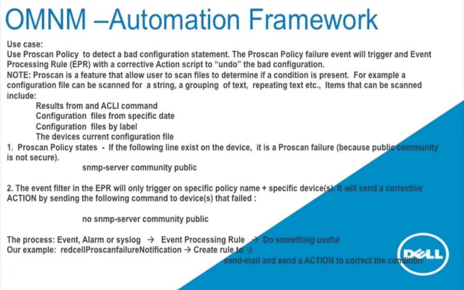So again, here's our process. Event armor 6 log comes in. We're going to create a processing rule, do something useful. Our example is we are going to look for the red cell Proscan failure notification, and we're going to create a rule to send an email, and send an action to correct the condition. So let's go look at that. First, we're going to look at the Proscan, then we're going to look at the processing rule, and then we're going to look at the action that's going to be executed.